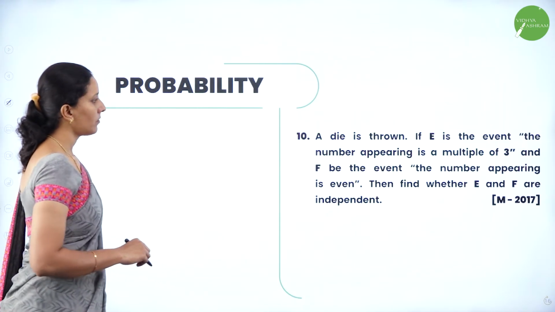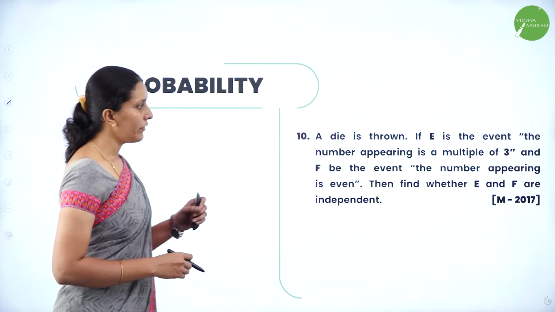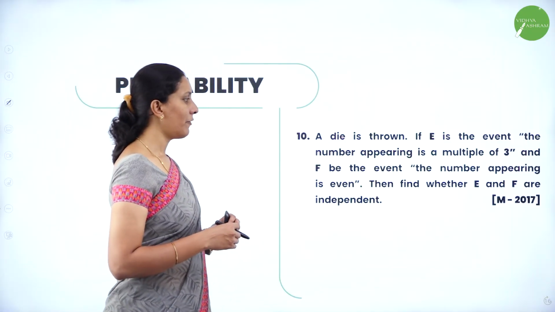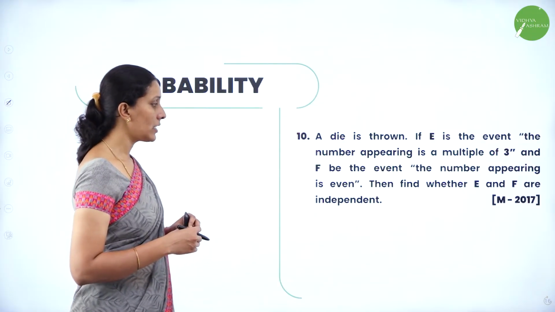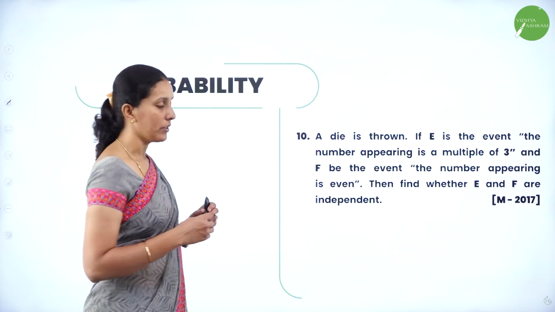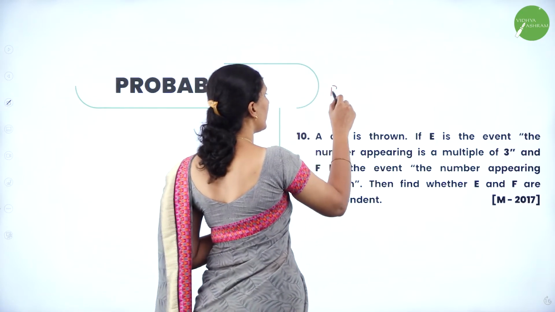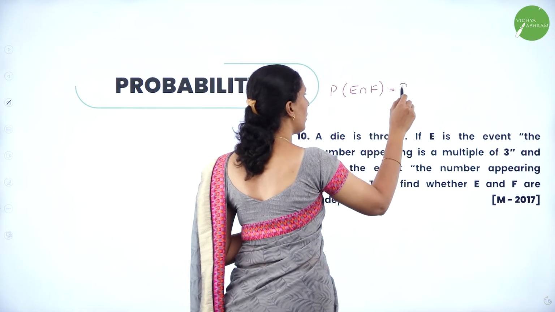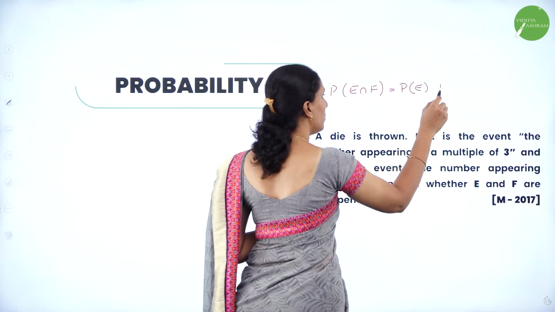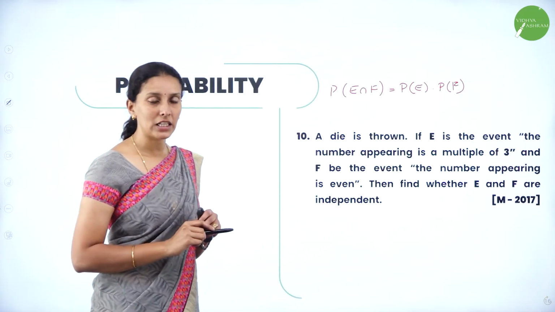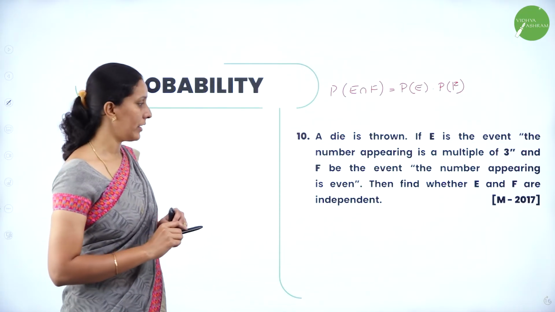Next, a die is thrown. If E is the event that the number appearing is a multiple of 3, and F is the event that the number appearing is even, then find whether E and F are independent. To find whether the 2 events are independent, P of E intersection F must be equal to P of E into P of F. If this condition is satisfied, then we can say that E and F are independent events.